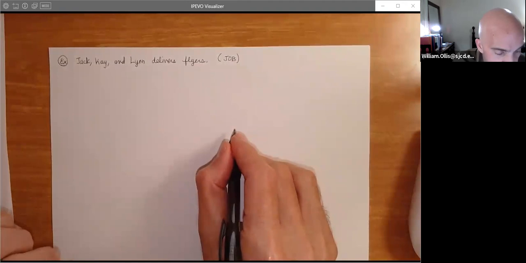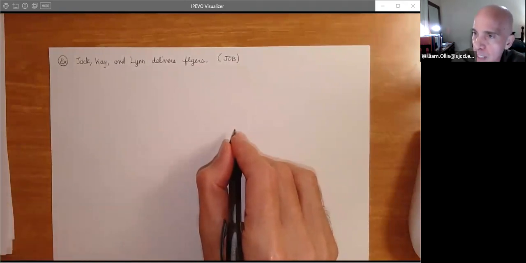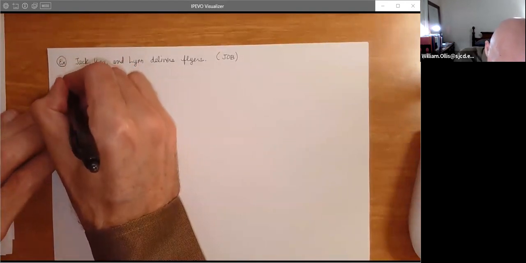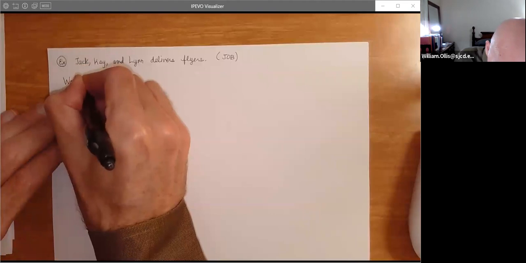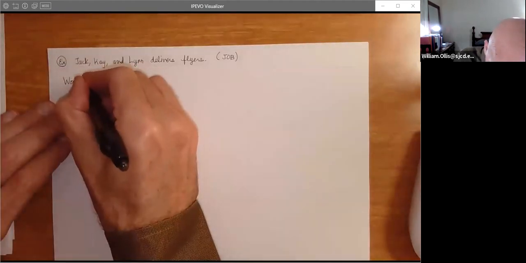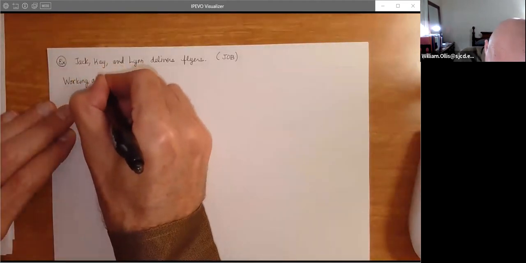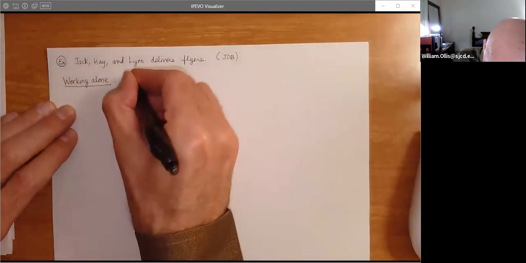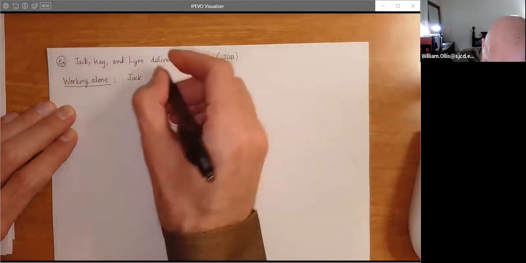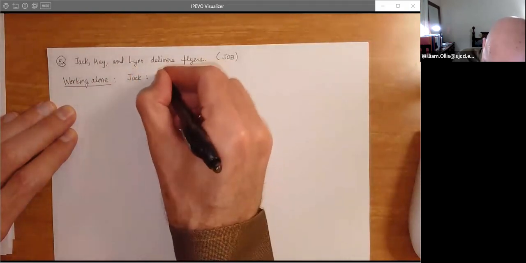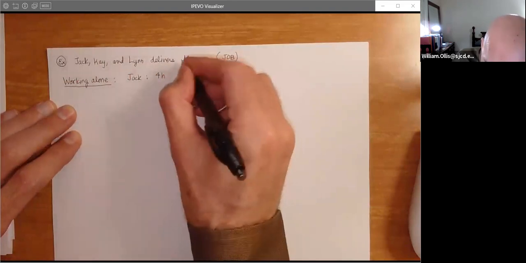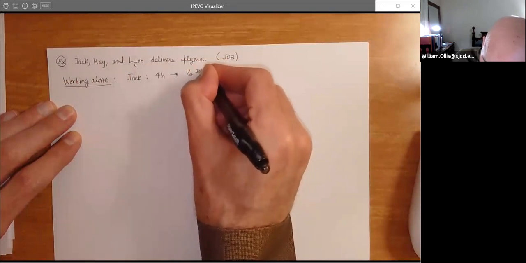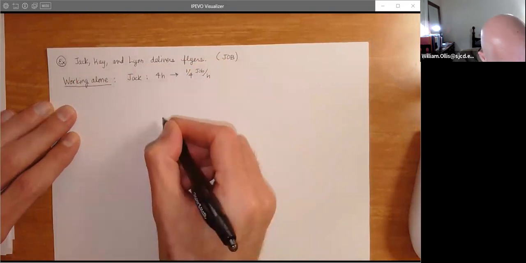Now, what we want to do is write down what the problem gives us. And here's all the hypotheses. So we'll just say here, the first set of hypotheses have to do with working alone. So you did the job by yourself. And we'll say for Jack, the hypothesis is 4 hours. So that means 1/4 of the job per hour, okay?